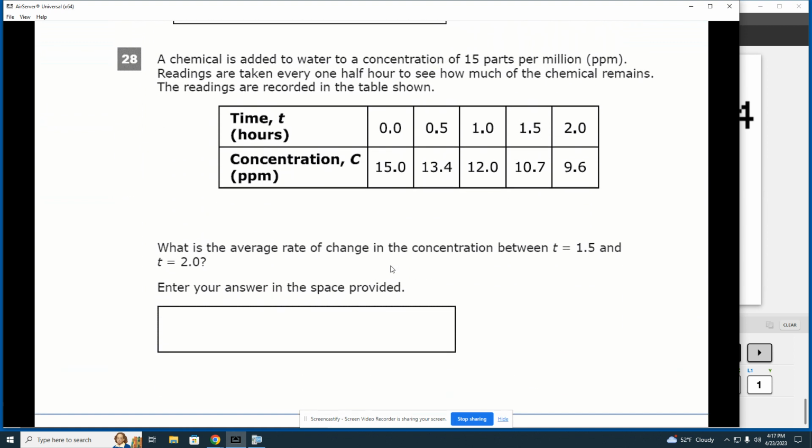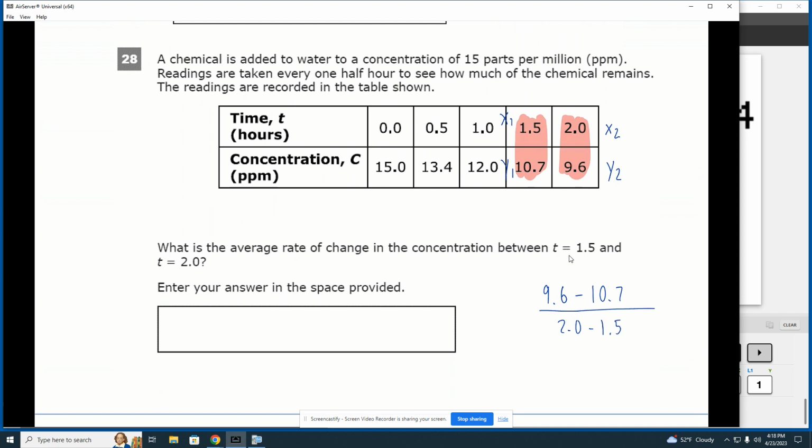28. Again, it's the very same problem we had earlier, except they gave us the table. They want to know what is the average rate of change from t equals 1.5, so that's here, to t equals 2.0, that's here. So again, the same as we did earlier, I'm going to label these. Let's call this my first x and y. Let's call this my second x and y. So we're going to do y2, 9.6, minus y1, 10.7, over x2, 2.0, minus x1, 1.5.